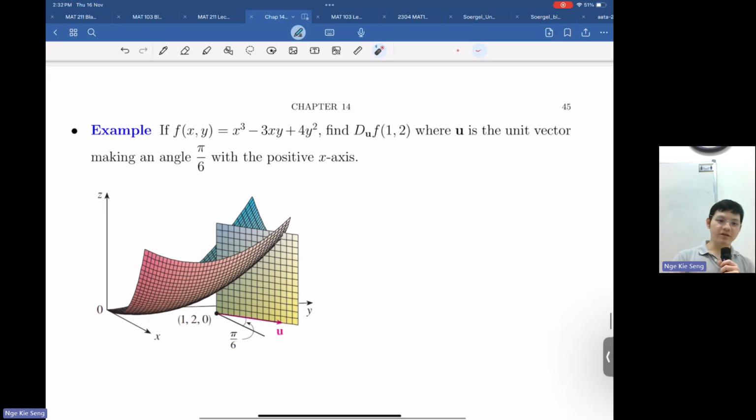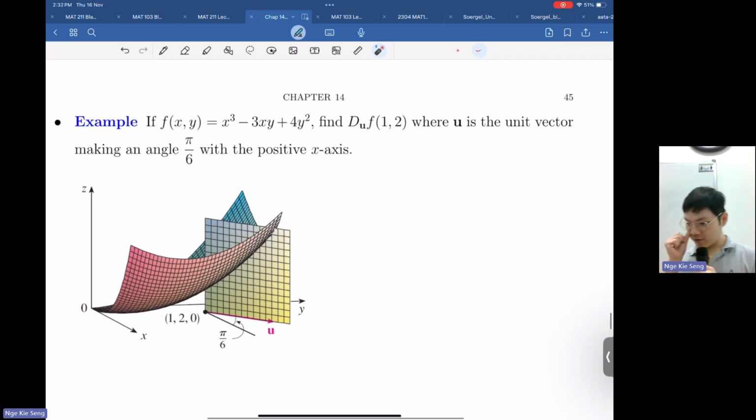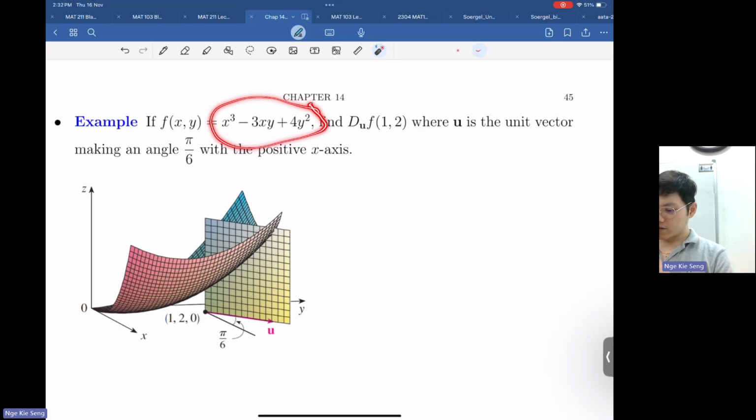Okay, so let's try an example of this. Let's just get some confidence in this theorem. We have this surface defined by this function here, f(x,y) = x cubed minus 3xy plus 4y squared. We want to find a directional derivative at (1, 2) on the domain. If you plug (1, 2) into this function, what do you get?